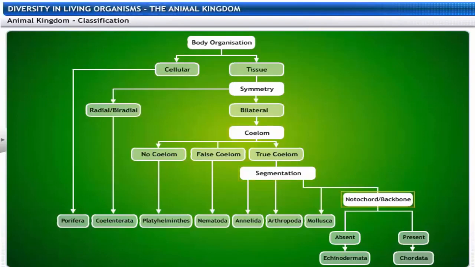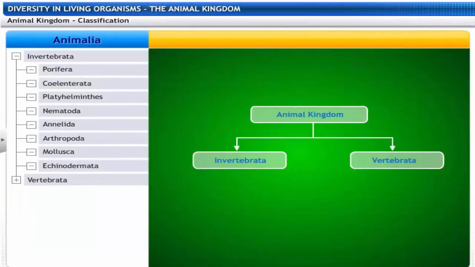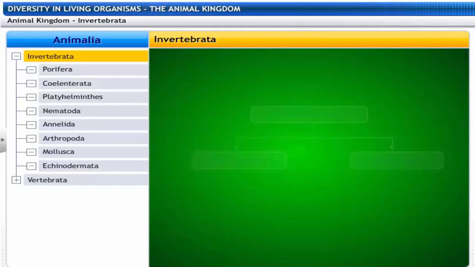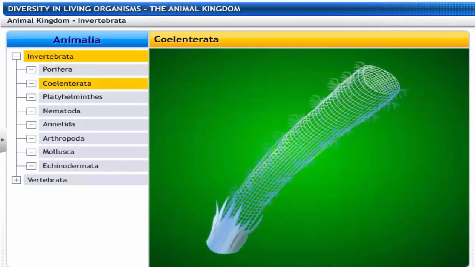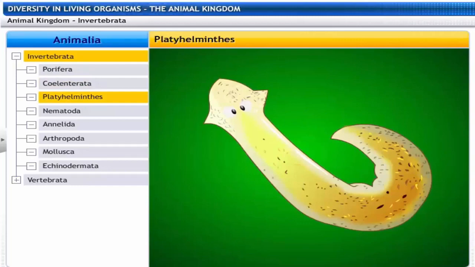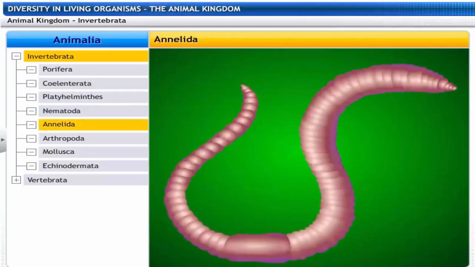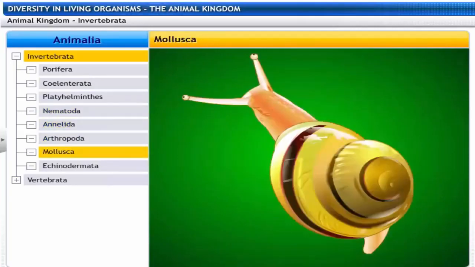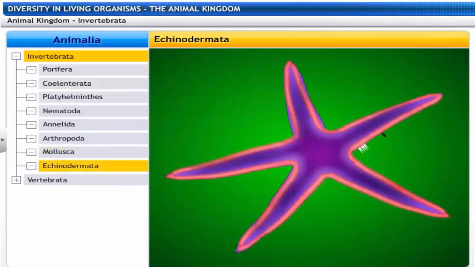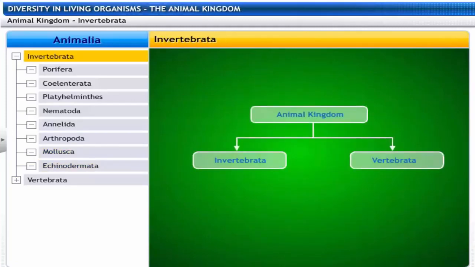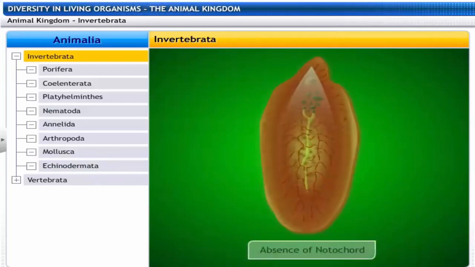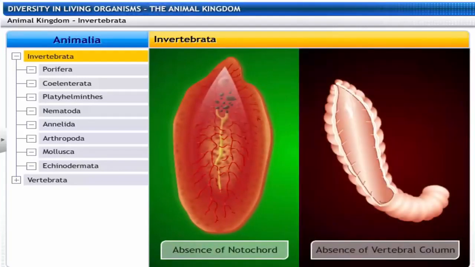The animal kingdom called Animalia is classified into two subkingdoms, Invertebrata and Vertebrata. The subkingdom Invertebrata is classified into Porifera, Coelenterata, Platyhelminthes, Nematoda, Annelida, Arthropoda, Mollusca, and Echinodermata. Invertebrates are characterized by the following features: absence of a notochord and absence of a vertebral column.